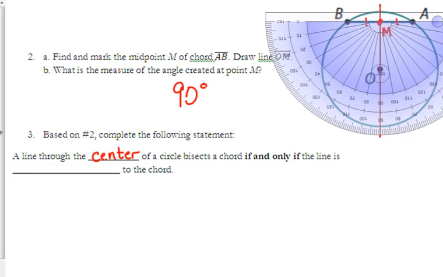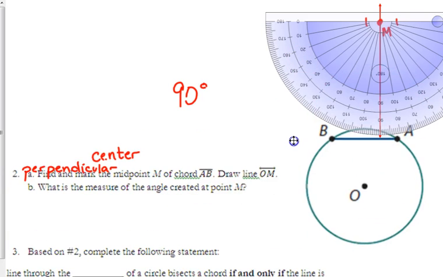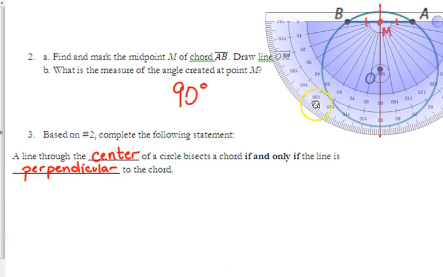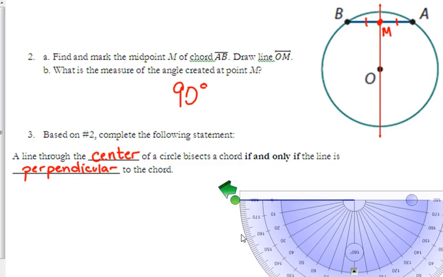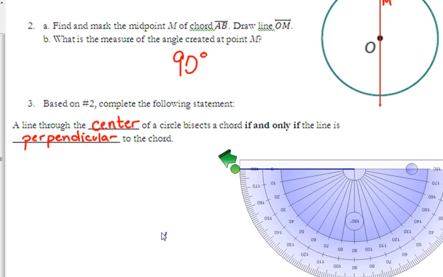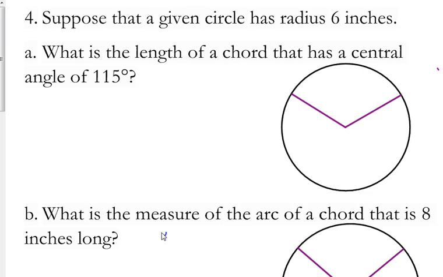AB, there's a chord, if and only if the line is perpendicular to the chord. Okay, so that is a new concept that we need to be able to use. There's a 90 degree angle right here, and we're going to use that to solve some problems in a second. Let's look at number four there. Suppose a given circle has a radius of 6 inches. What is the length of a chord that has a central angle of 115 degrees?